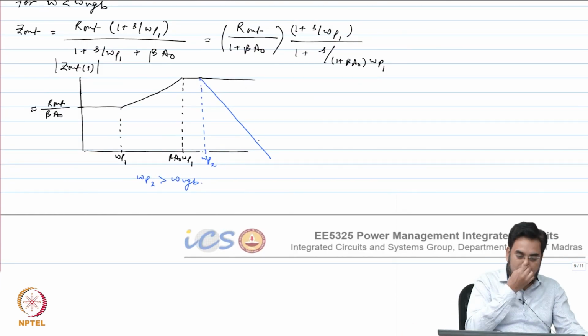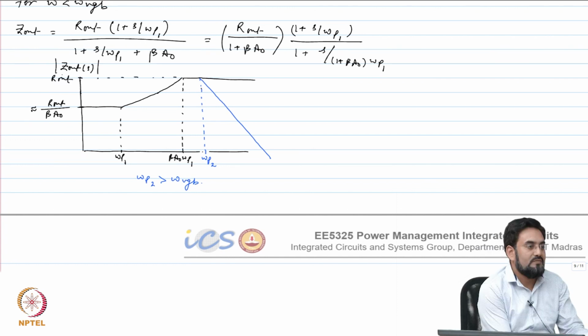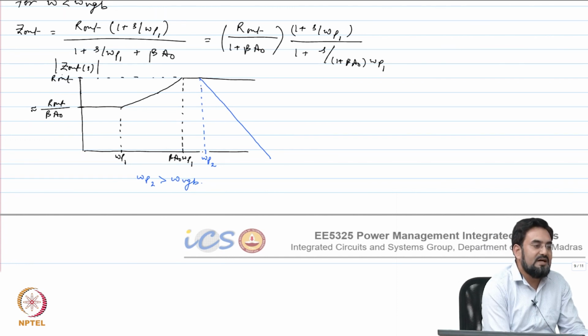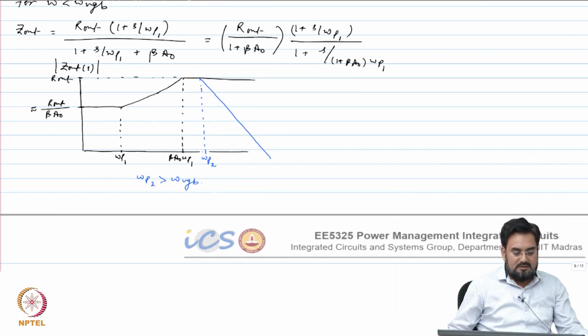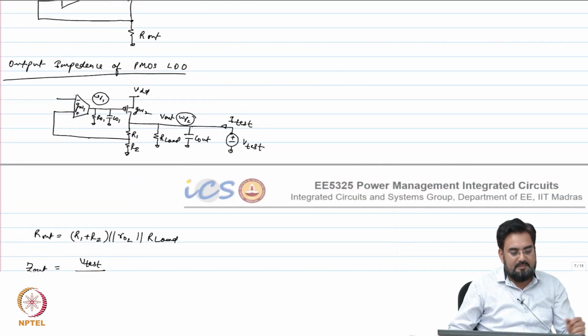Okay. So what does it mean? Where will it go? What is the maximum? Okay. Maximum will be R out. So now intuitively if you look at this circuit, what is happening?